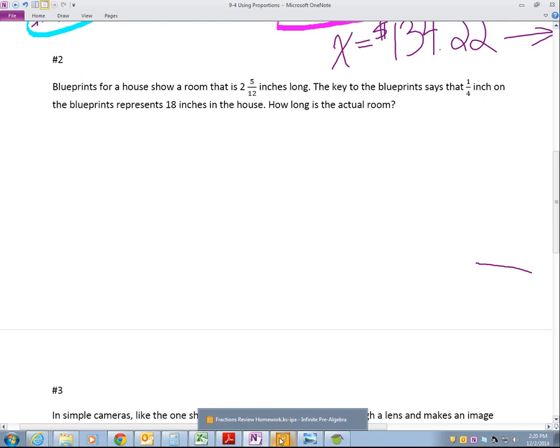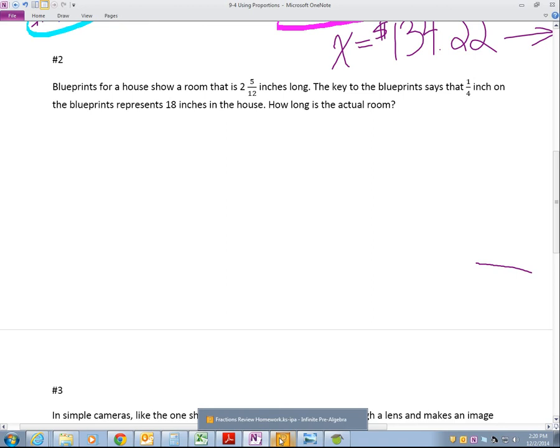Blueprints for a house. Blueprints for a house. Show a room that is 2 5/12 inches long. The key to the blueprint shows that a quarter inch on the blueprints represents 18 inches on the house. How long is the actual room? That is so much better.